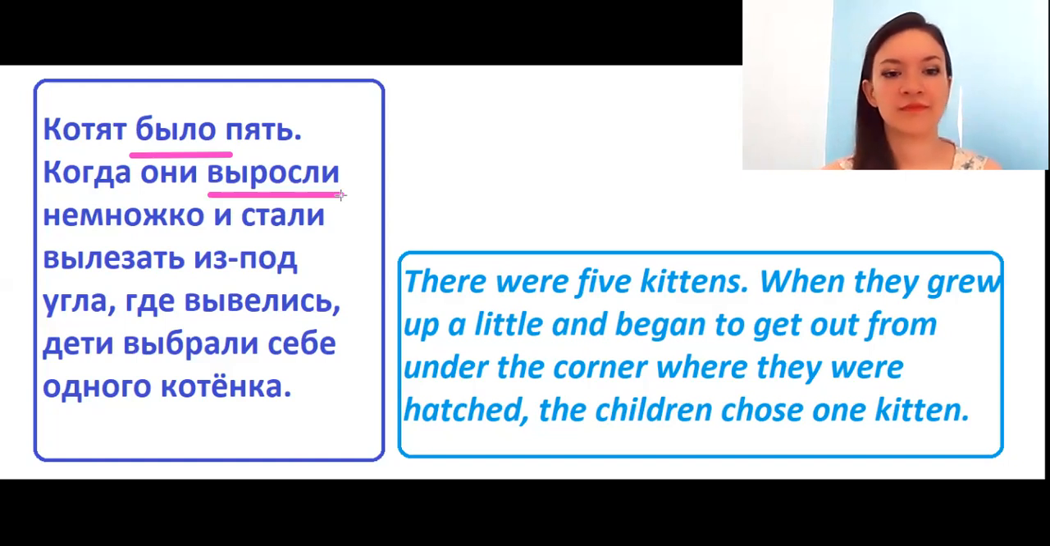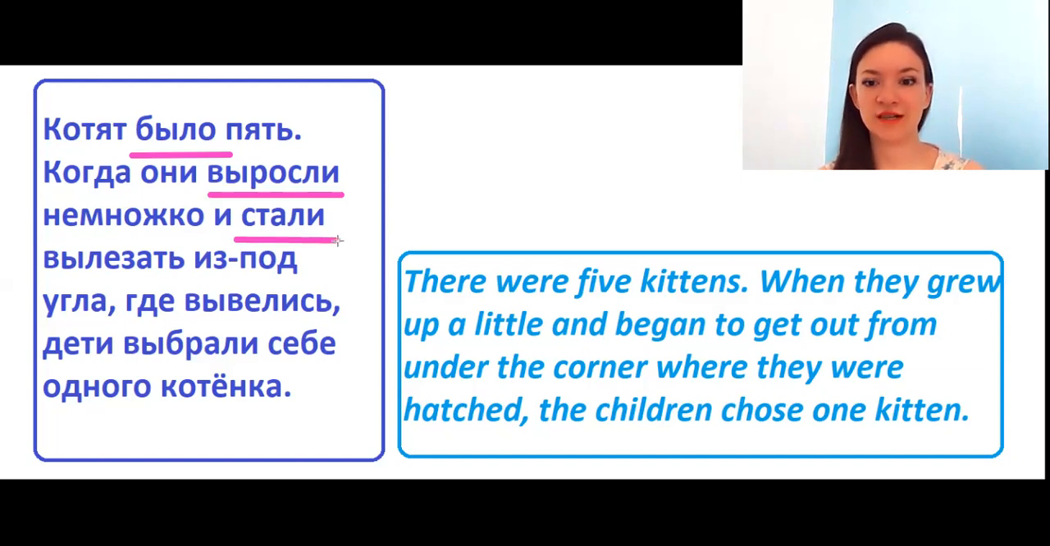Выросли. Стали. Also, this is the result. They began to get out. Стали. Yeah, we see the result here. It is a finished action. We see the result because they were in the corner and now they are walking somewhere in the room. Yeah, we can see them. This is the result.